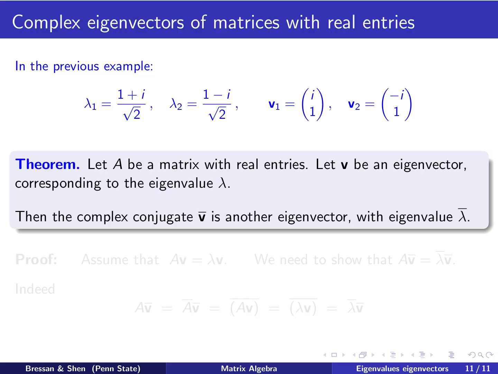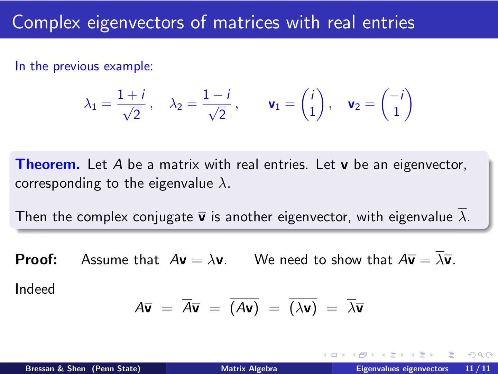So let A be a matrix with real entries. Okay, that's important. That's the assumption. A has real entries. And then let v be an eigenvector corresponding to the eigenvalue lambda. Then the following is true. The complex conjugate of v is another eigenvector, and it corresponds to the eigenvalue which is the complex conjugate of lambda.